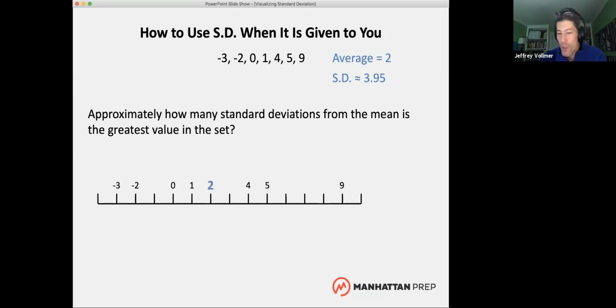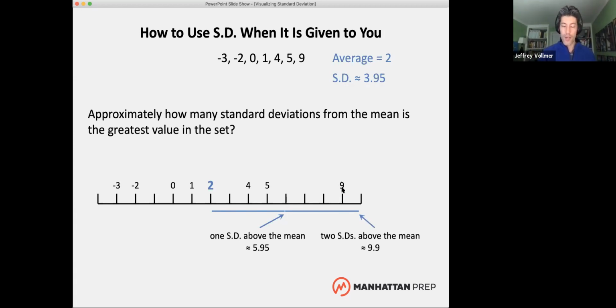Yeah, so again, we could visualize this a little bit and try to figure out, okay, one standard deviation above the mean doesn't get me to my greatest value, right? It gets me to about 5.95. So if I add another standard deviation length, I'm actually going to overshoot the greatest value, right? An extra 3.95 above 5.95 is about 9.9. And so the answer should be less than 2, right? I think if you approximated 2, that's pretty good. The answer is going to be less than 2.